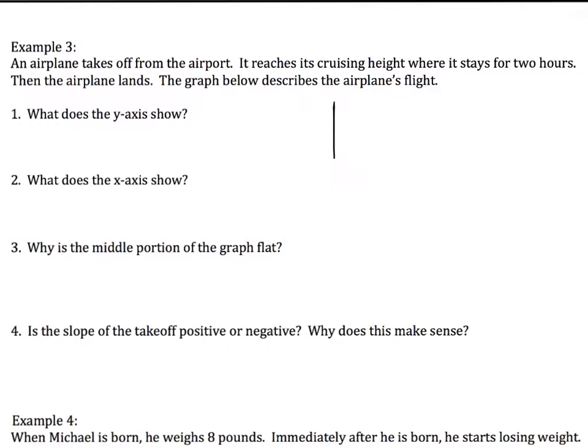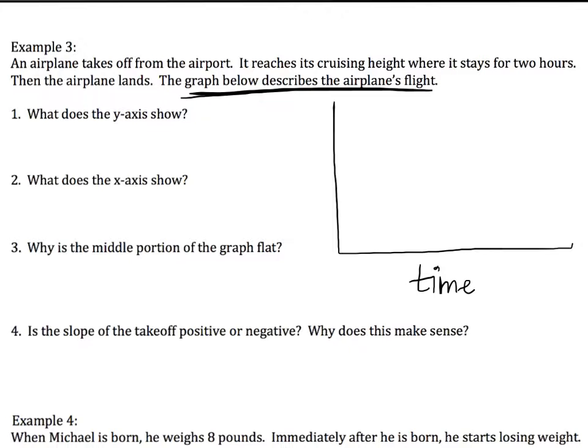This one says an airplane takes off from an airport and reaches its cruising height where it stays for 2 hours. And then the airplane lands. We're supposed to use the graph to describe the airplane's flight. And I can tell you now from looking at it, time is still our independent variable. But the thing that's changing is the height of the airplane. That's called altitude. So your y-axis is the altitude of the airplane. You go ahead and fill everything else in. Fill in the graph and then fill in each of the questions. Pause the video and come back.